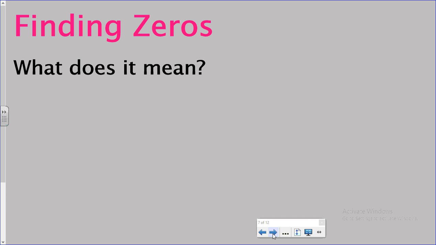We have a lot of little topics to talk about in section 5. Finding zeros. As a pod, come up with what are we finding when we find a zero of a function? Okay. Jacob, what are we finding? The x-intercepts. We are finding the x-intercepts.